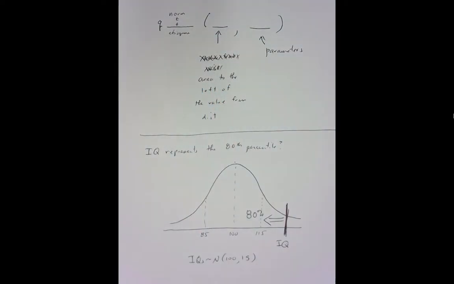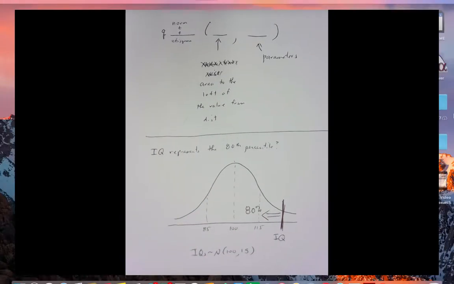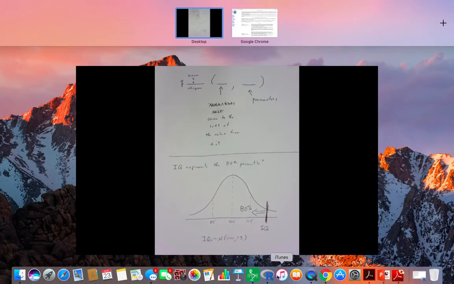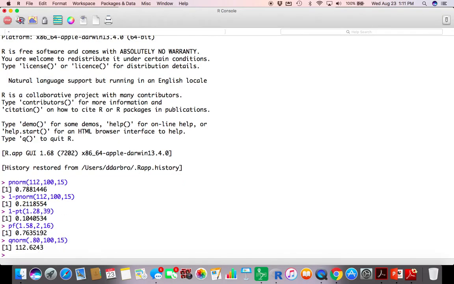All right, so for this problem right here, what IQ represents the 80th percentile? Guys, it's going to be easy. We're going to do qnorm. Area to the left is 0.80 or 0.8. Mean of 100, standard deviation 15. So the IQ that represents the 80th percentile is 112.6.